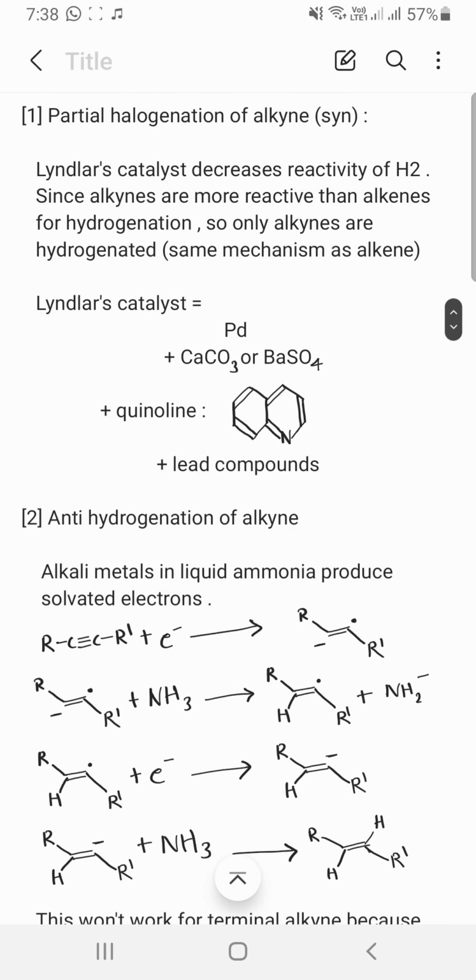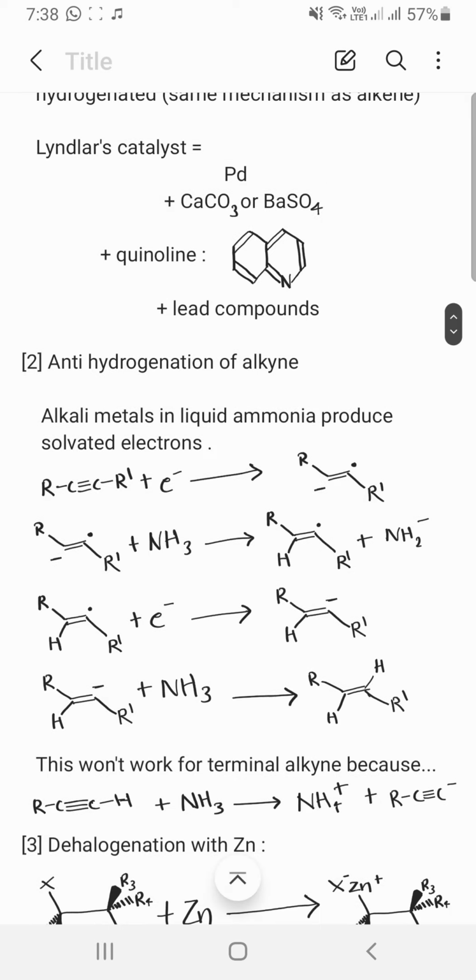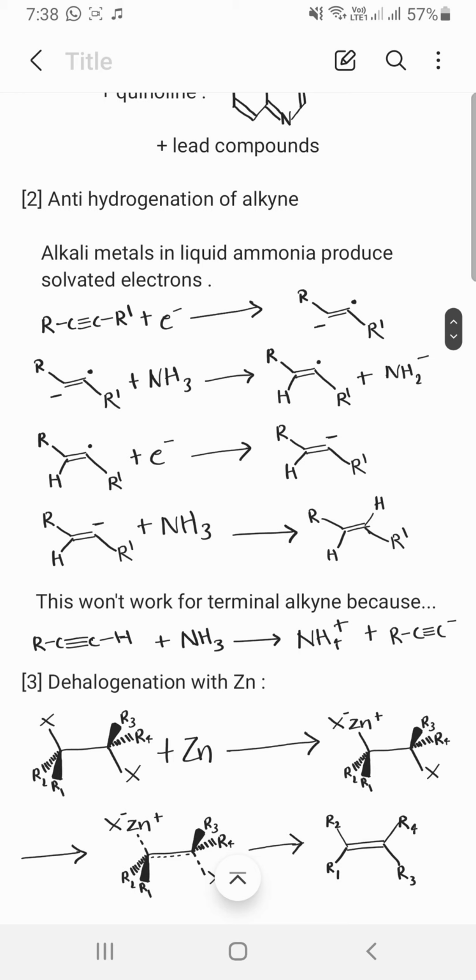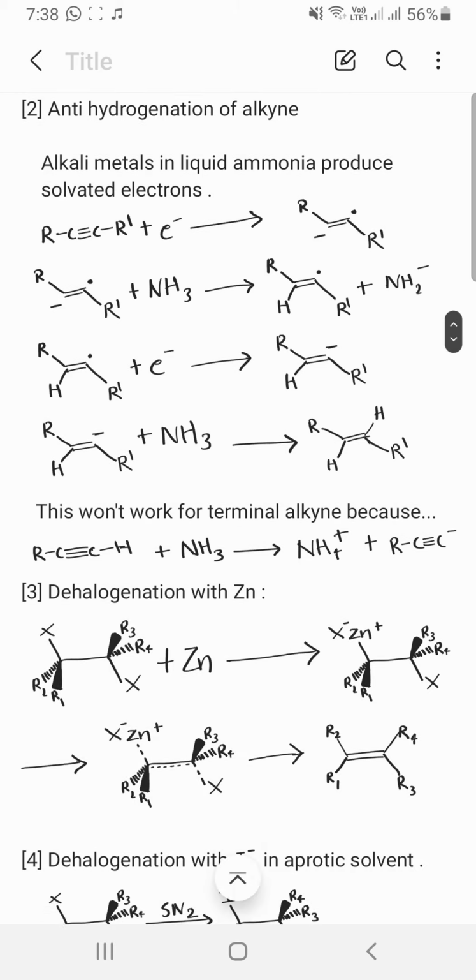Partial hydrogenation of alkyne. So Lindlar catalyst is used to decrease reactivity of H2 so that only alkyne will be reduced and not alkene, and you know that stuff. Fine, but it gives a cis product. So if we want trans or anti product, that's anti hydrogenation, then you can use liquid NH3 plus some alkali metal. Yeah, so it creates this solvated electron thing.